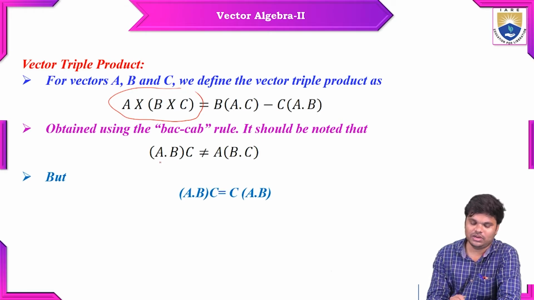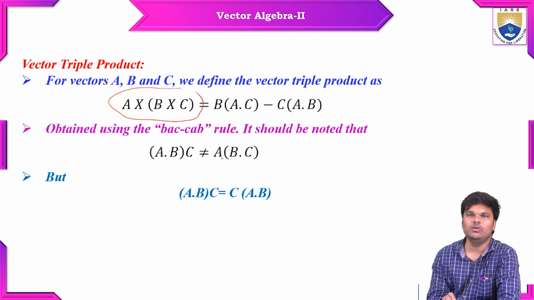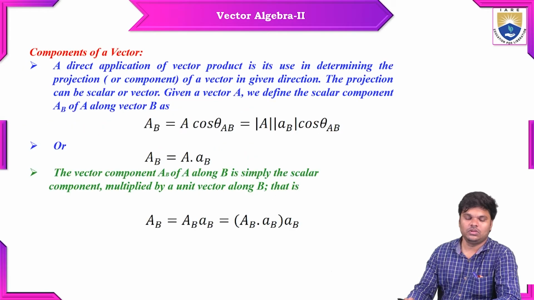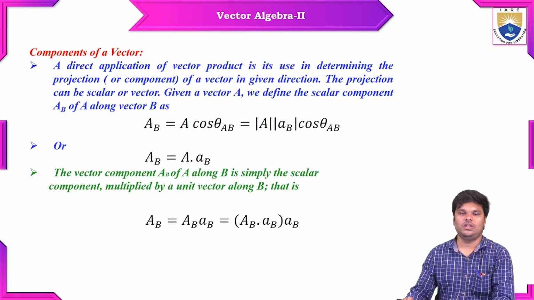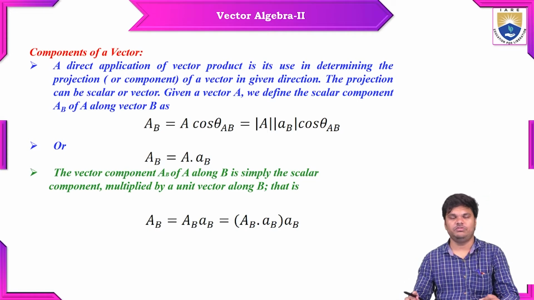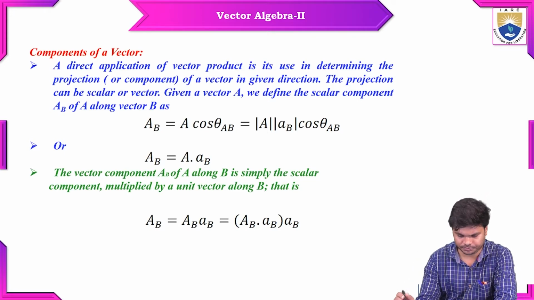And it should be known that A cross B cross C is not equal to A cross B cross C taken in the other order. But A dot B into C is equal to C into A dot B. These two terms can be interchanged, but these two terms cannot be equal. Right? Components of a vector. So this is one of the topics which is very important in this course.